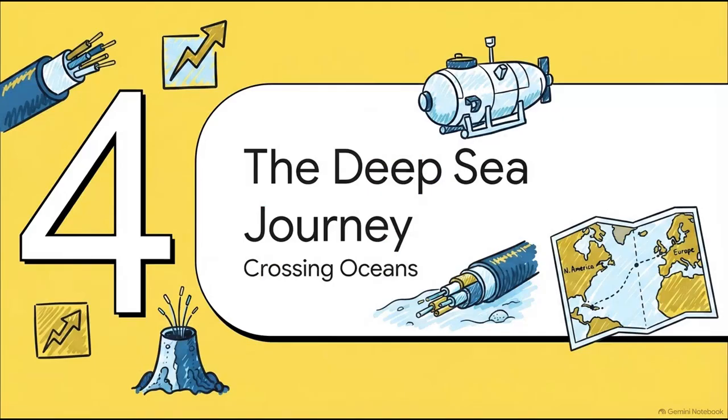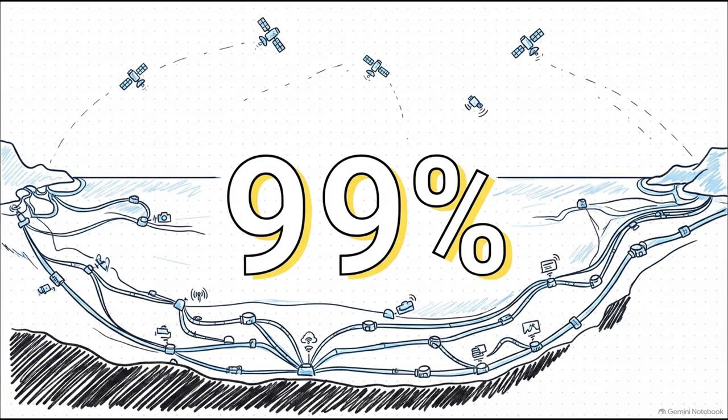Which brings us to part 4, the deep sea journey. Once your packet clears your local network and bounces through a few domestic routers, it hits the most hidden, fascinating part of its journey. It dives, literally, into the abyss to cross the globe. Guys, it is mind-blowing to realize that 99% of all international internet traffic doesn't travel through satellites in space. It travels through physical cables lying right on the bottom of the ocean. The cloud is quite literally under the sea.